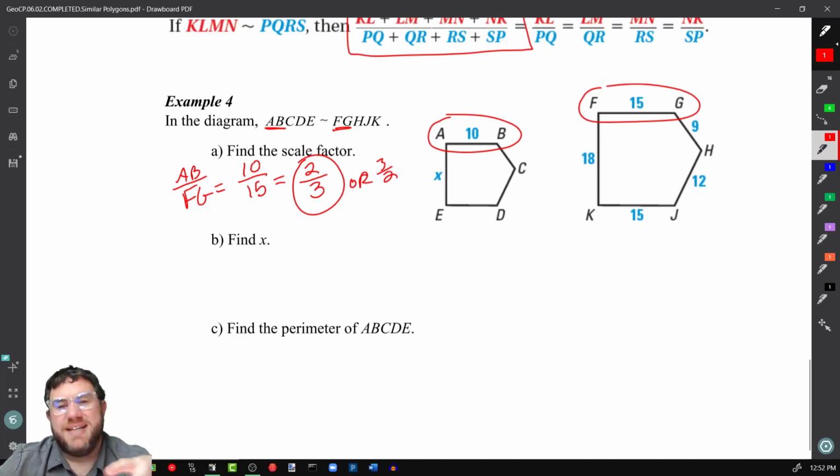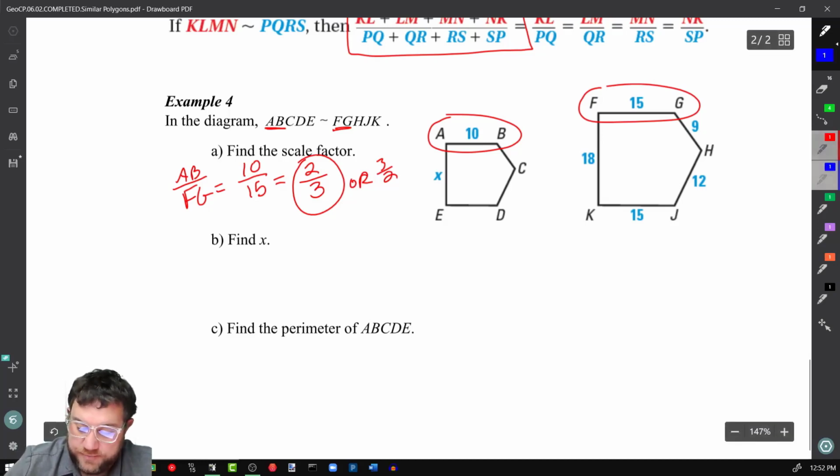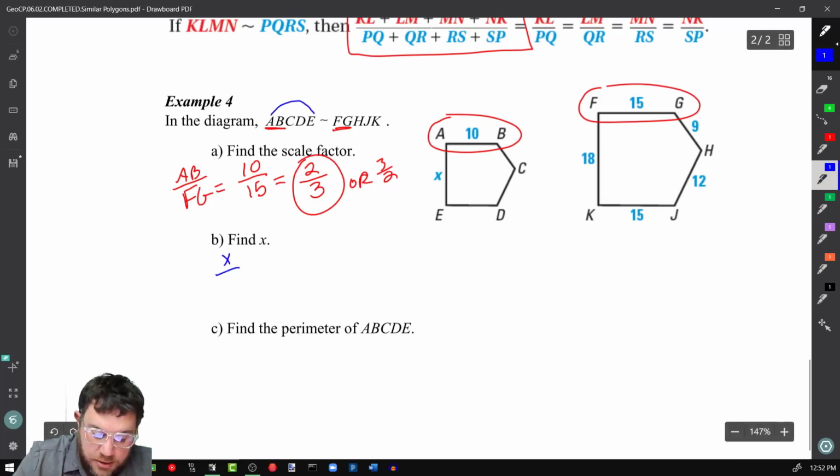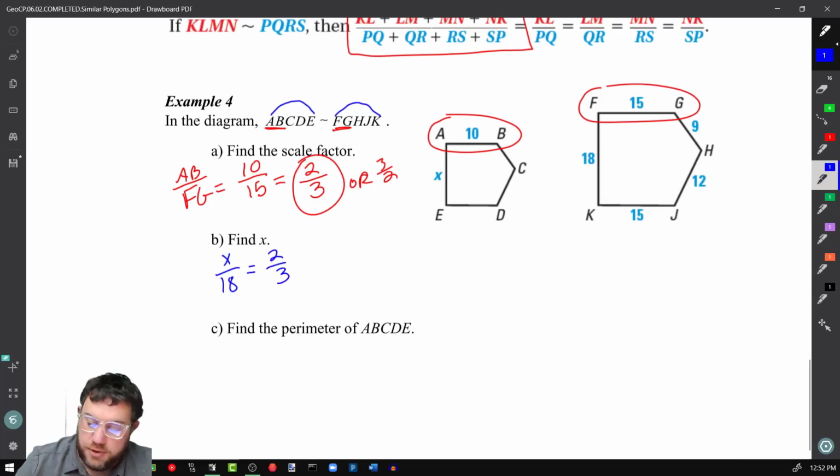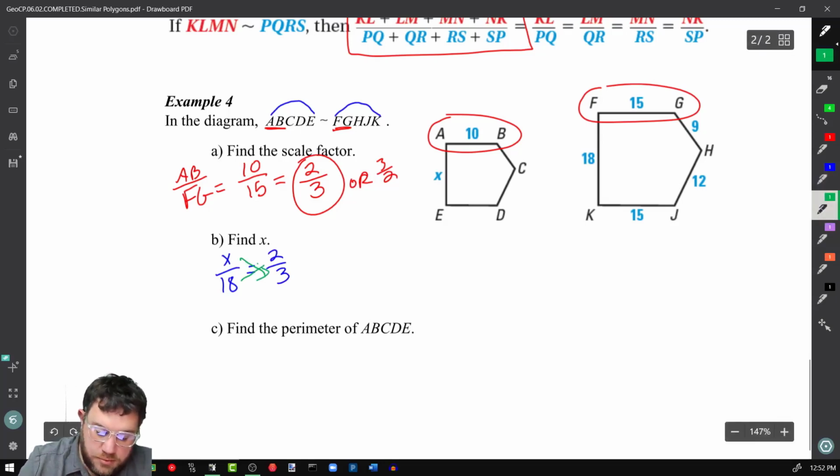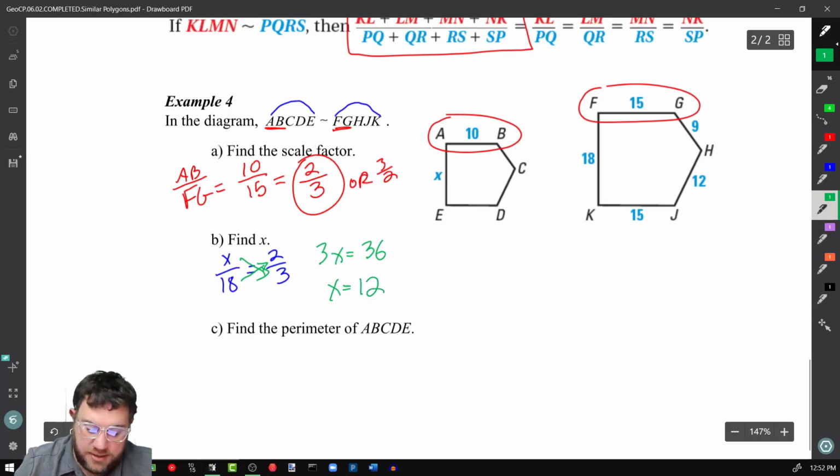Now to find x in our next part, x, that's AE, so that has to go with FK, so x over 18 equals 2/3. Then we cross multiply. So 3x equals, and 18 times 2 is 36. Divide both sides by 3, so x equals 12.